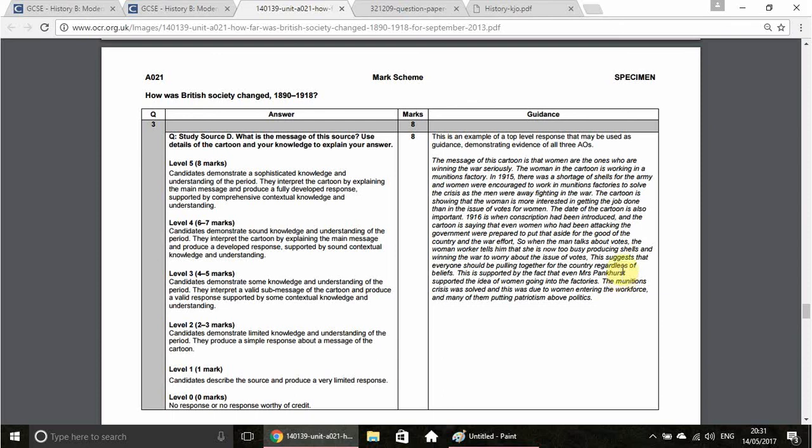But this answer here is very good, and if you could produce that, it's detailed, it's specific to the time, and it gives the main message of the cartoon.